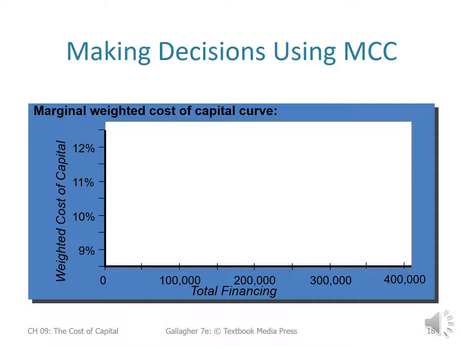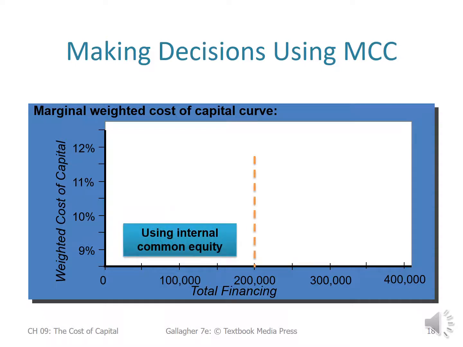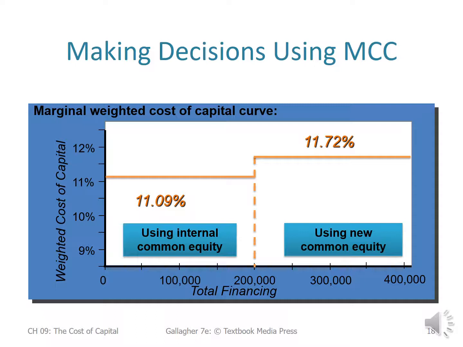Making decisions using MCC. The marginal weighted cost of capital curve can be divided into two sections. The first section, using internal common equity, the cost is 11.09%. And the second portion, using new common equity, the cost is 11.72%.